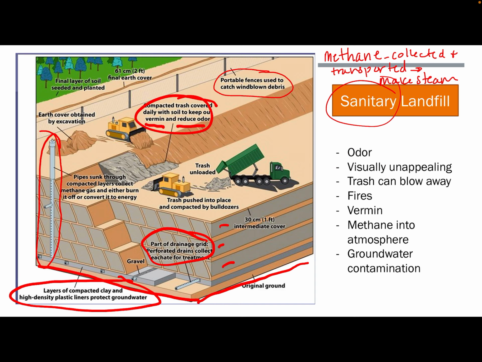So if we remember, these are the issues facing garbage disposal. So we see that there is a way to deal with odor. They're less visually unappealing, so that's mostly taken away. The trash can't blow away because of the fence. It's covered, so there should be no fires. We should reduce the vermin by covering it. The methane is trapped, and the groundwater contamination is dealt with the pipes and with the layers of compacted clay and the high-density plastic.